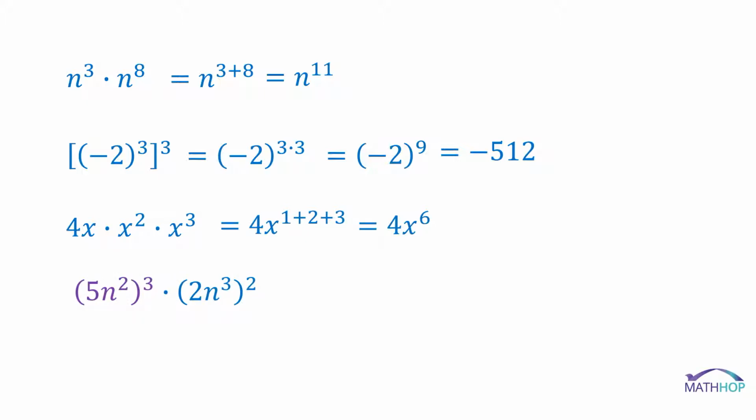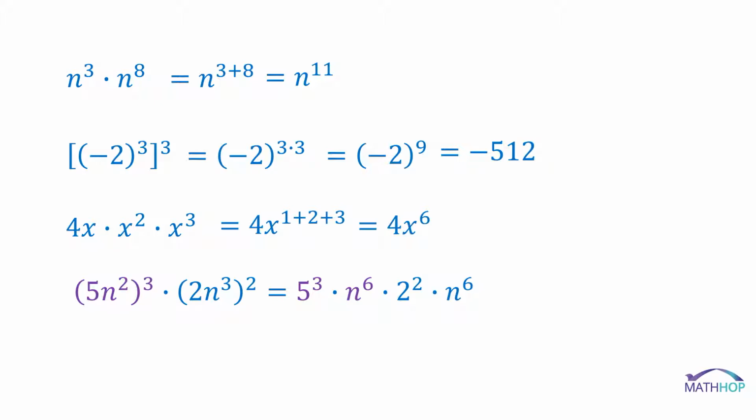If we have 5n squared cubed times 2n cubed squared, within this expression we have 2 factors being raised to the 3rd power. We have 5 being raised to the 3rd power and n squared being raised to the 3rd power. Then we have 2 being raised to the 2nd power, n cubed being raised to the 2nd power. So let's write this all out and try to make some sense of it. Again, I kept the things in purple from the first expression and things in blue from the second.